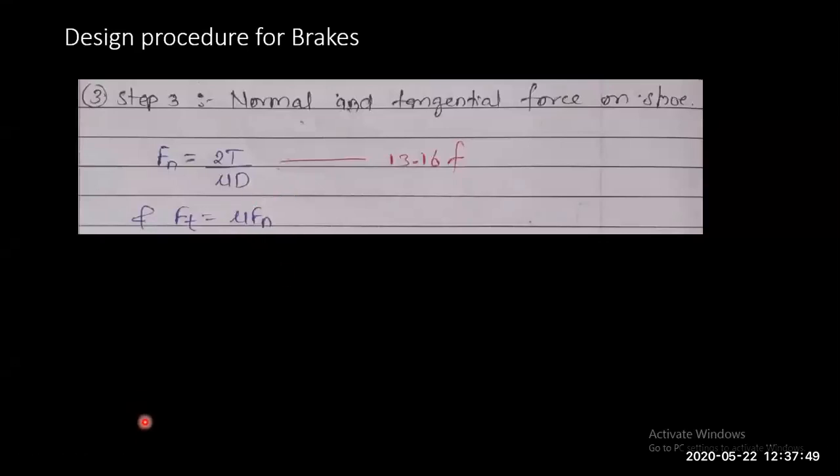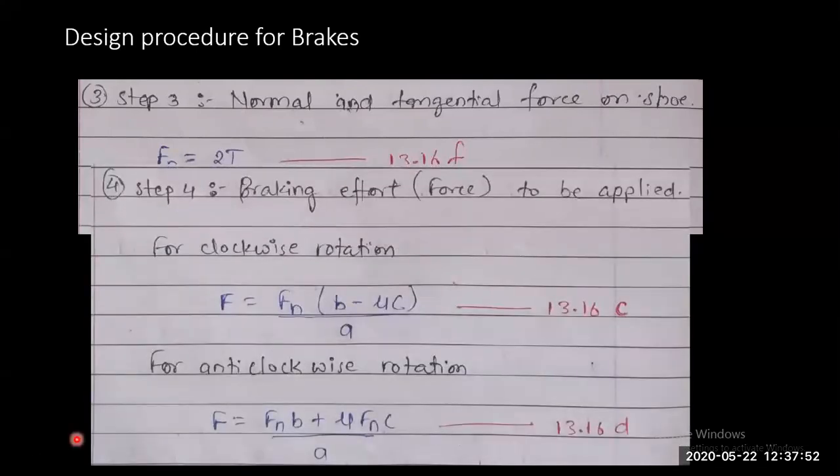And step 4, you have the braking force. You need to find out how much braking force. Again, direction wise, the formula differs. It's given in C and D, the consecutive equations. Whether it's clockwise or anti-clockwise, you need to decide and find out that particular braking effort or force. So you'll check out the note. Sometimes the braking effort or the force will be given in the question.